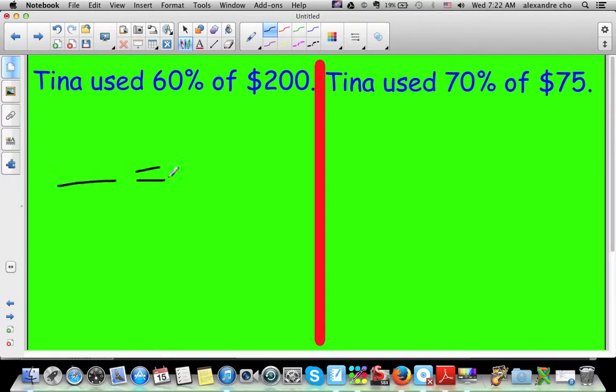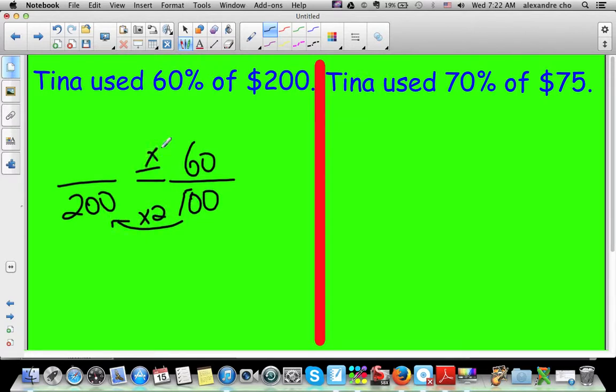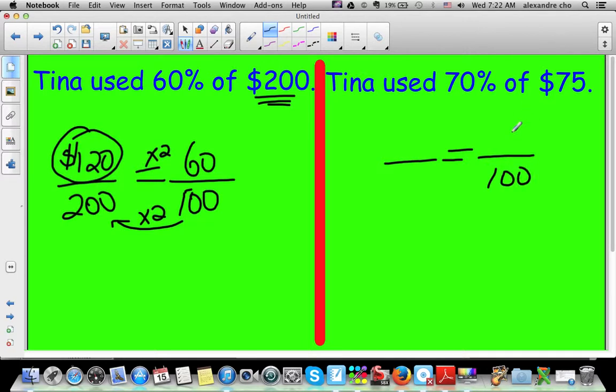Okay. So here we go. I don't want to take too much time because this is the easiest one. So it's 100 here, 60 goes on top, and 200. Easy. There's a relationship here. 100 to 200 is times 2, so it should be times 2. So Tina used $120. That's her answer. So 60% of 200. If she had an allowance of $200 and she used 60%, it meant that she used 120. On the other side, let's see, 100 again, and on top 70%.